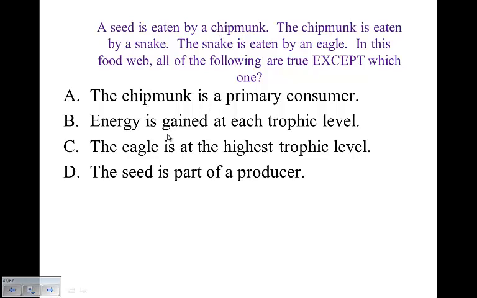Energy is gained at each trophic level. Is it gained is the question. The eagle is at the highest trophic level. Well, let's see. The seed, the chipmunk, the snake, the eagle. The seed is part of a producer. Write down what you think is the answer and which one is not true out of those four.